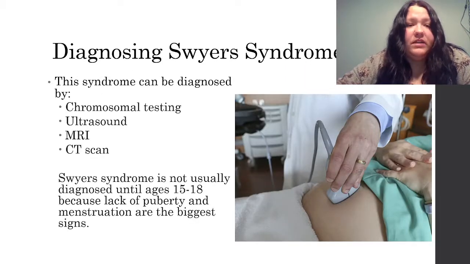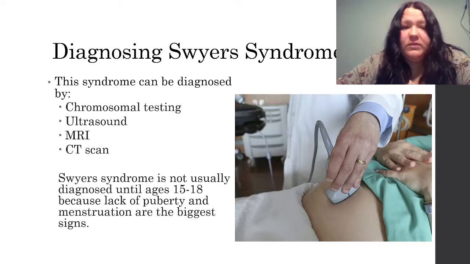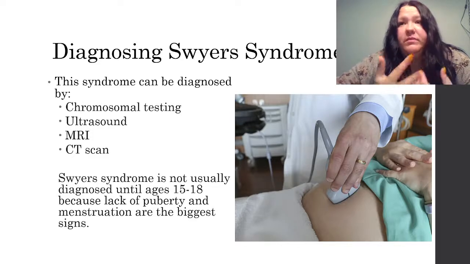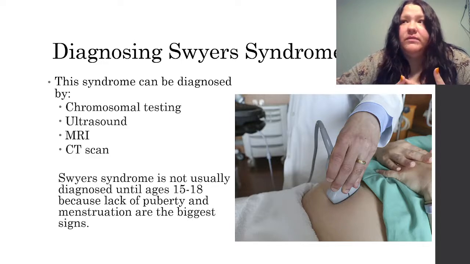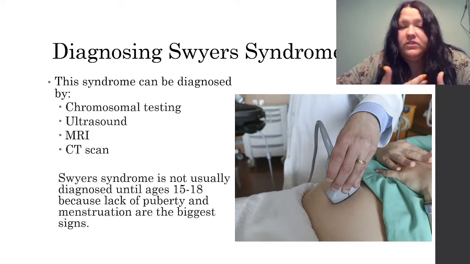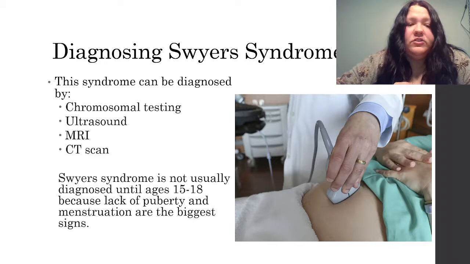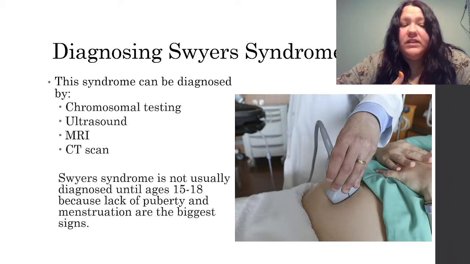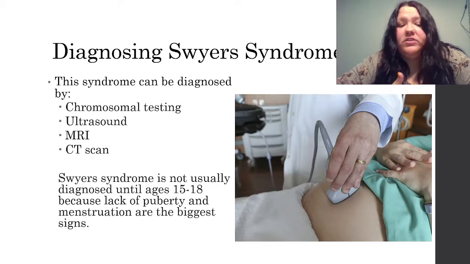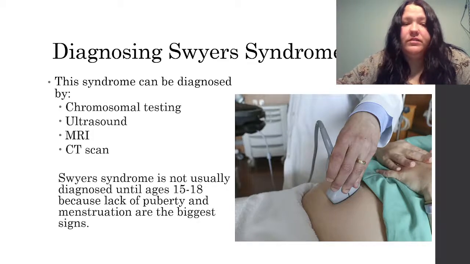Diagnosing Swyer syndrome. This syndrome can be diagnosed by chromosomal testing and ultrasound. With an ultrasound, they can see that there are no developed ovaries. With chromosomal testing, this person will come in with female genitals, but their chromosomes will come back XY. It's the same with an MRI and a CT scan: they will see that there are no ovaries. Swyer syndrome is not usually diagnosed until ages 15 to 18 because of the lack of puberty and menstruation. A lot of people don't notice the signs until they're 15 to 18, when puberty or menstruation usually occurs.